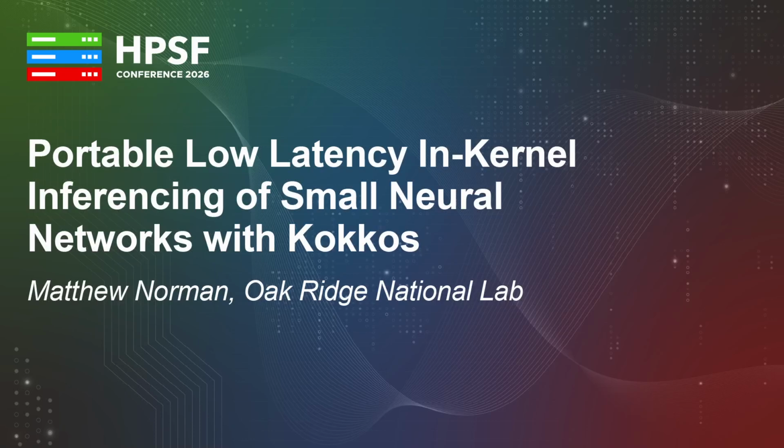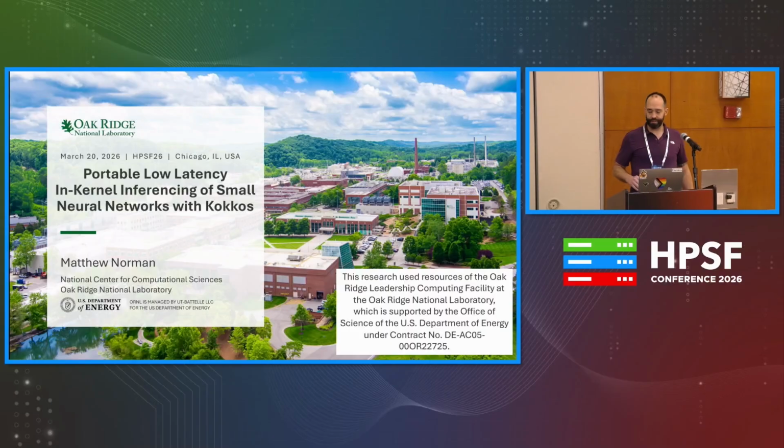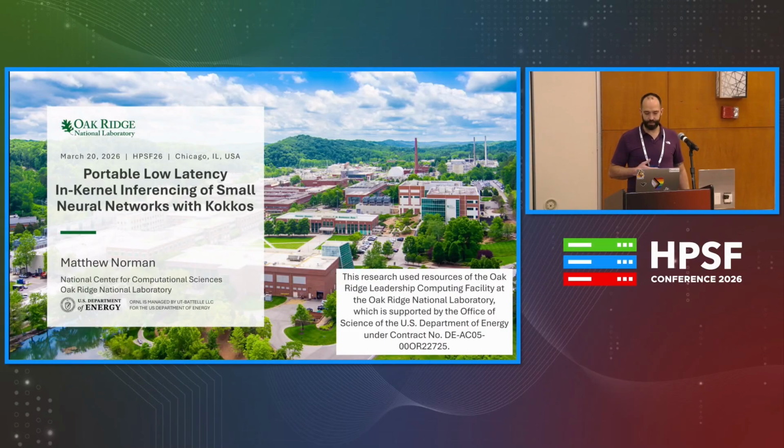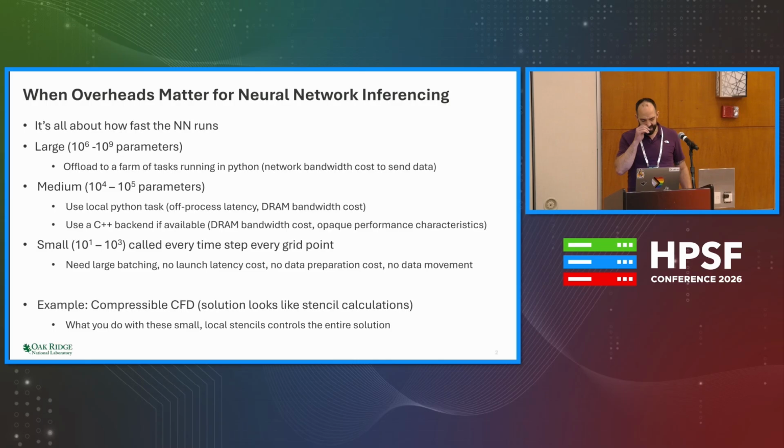I'm Matt Norman. I'm from Oak Ridge Leadership Computing Facility, and I'll be talking quickly today about what you do when you have really small neural networks you're trying to integrate into your Kokkos code. I've looked for a lot of tools for this. If you have a really large neural network, it really doesn't matter. You can offload that using SmartSim or some other tool to a farm of Python nodes, because you can afford the overhead because it's going to take a long time to inference a model that has millions to billions of parameters. But if you have a model that has tens to hundreds of parameters, the situation is quite different.